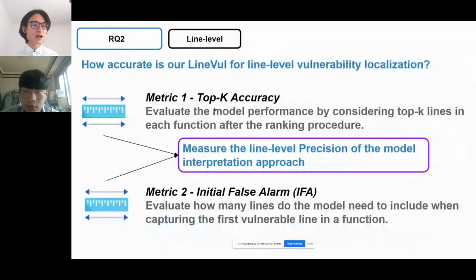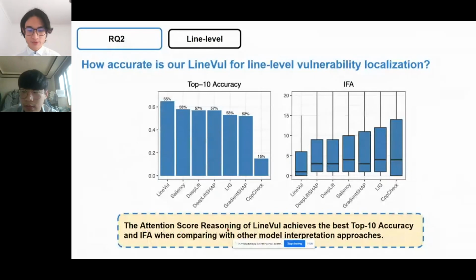Research question 2. How accurate is our LineVul for line-level vulnerability localization? To answer this question, we use two different metrics: top-K accuracy and initial false alarm. With these two metrics, we aim to measure the line-level precision of different model interpretation approaches. We found that the attention score reasoning of LineVul achieves the best top-10 accuracy and IFA when compared with other model interpretation approaches. For IFA, the lower, the better. So LineVul is actually the best.